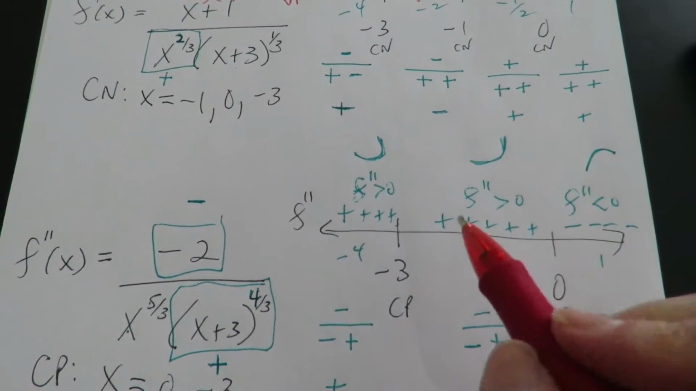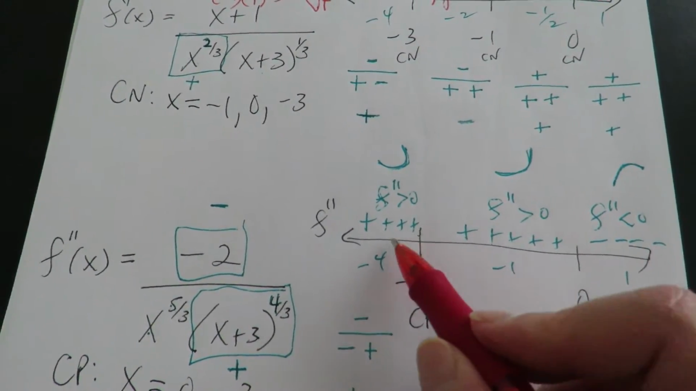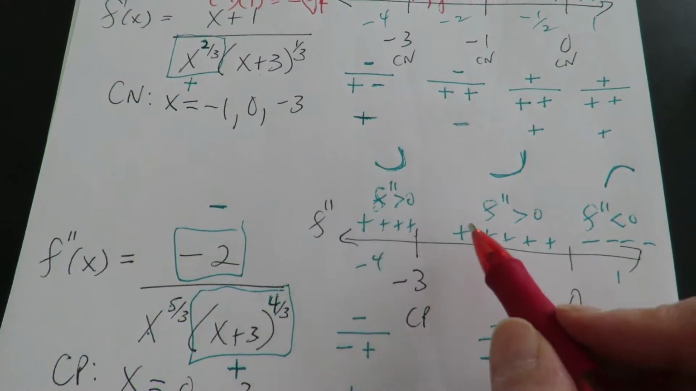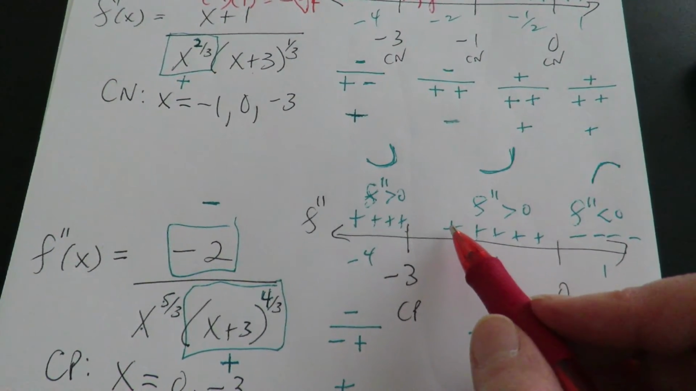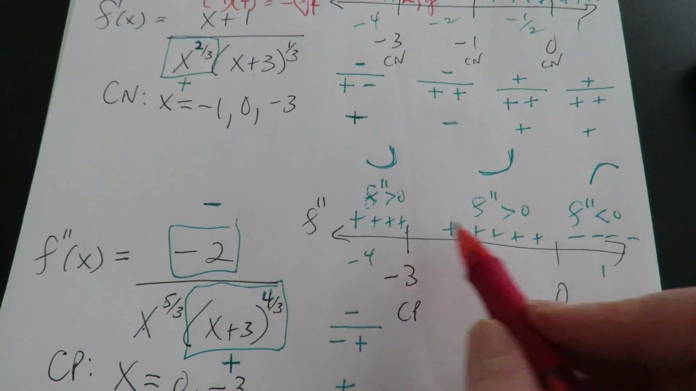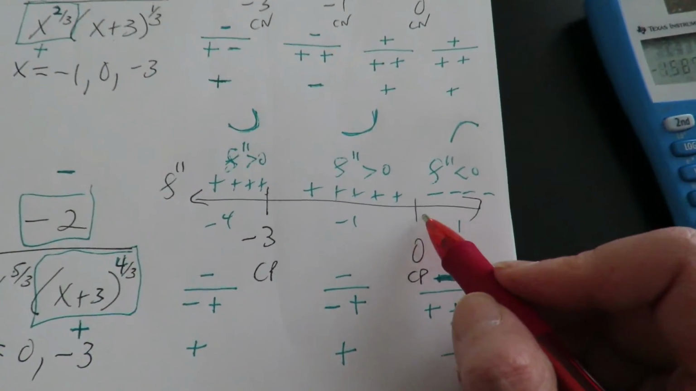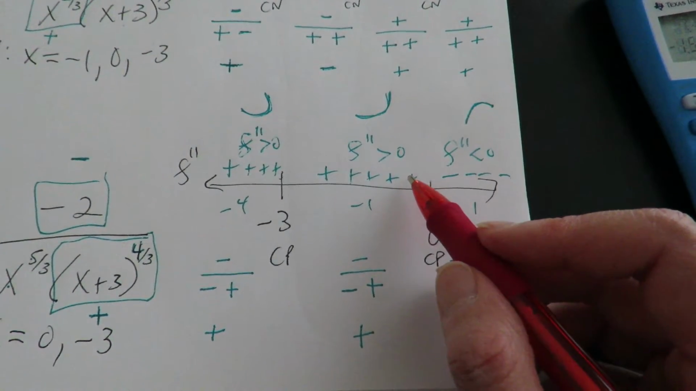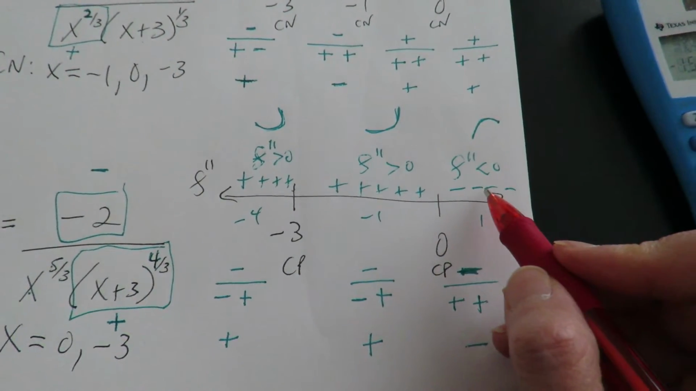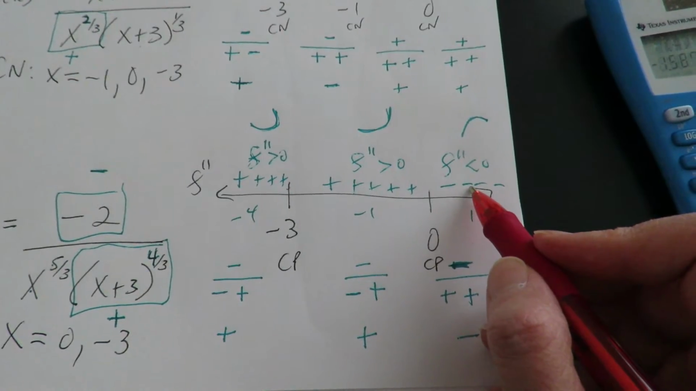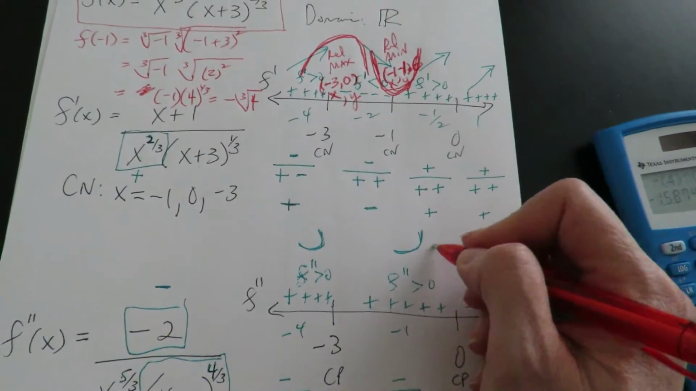All right, so let's see what we got. To the left of this critical point, it's concave up. To the right of this critical point, it is still concave up, so there is no inflection point here. To the left of this critical point, it's concave up. To the right, it's concave down. So that means that right here, we've got a winner.